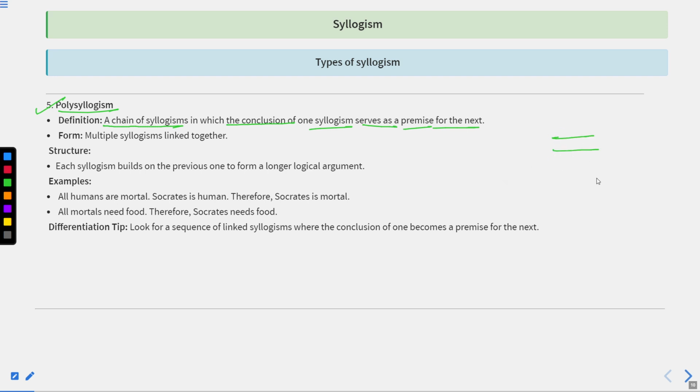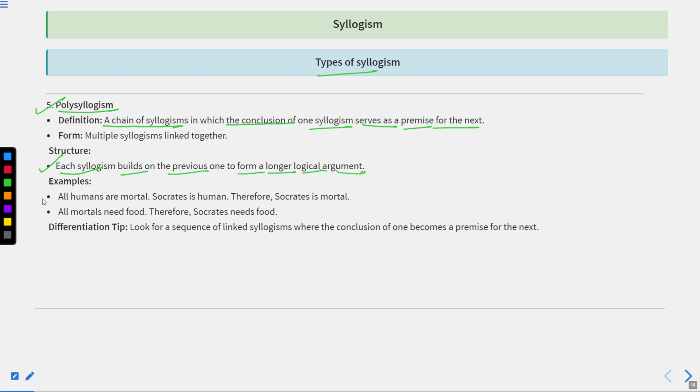So whatever be the premise from these two statements will serve as a third statement for the next chain of syllogism. So this is how you have to differentiate between syllogisms when you're talking about the types of syllogism, which is polysyllogism. What does it say in the structure? Each syllogism builds on the previous one to form a longer logical argument.